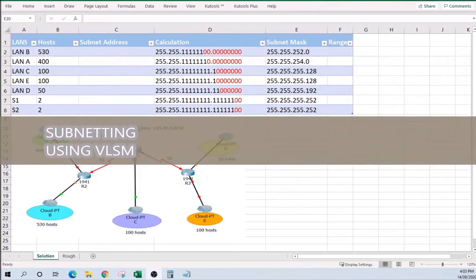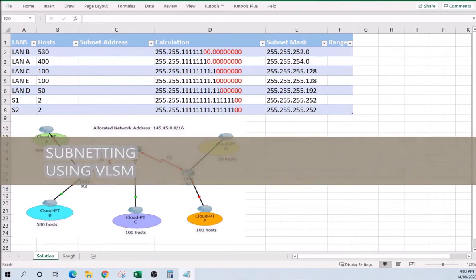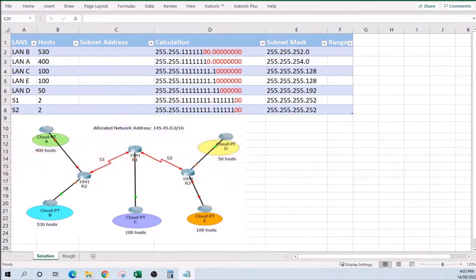Hello everyone. Today I'm going to demonstrate subnetting using VLSM, which is variable length subnet mask, during the network design process. As a recap, subnetting is simply taking one network and breaking it into smaller networks. Here I've got a network and let's do the subnetting together.